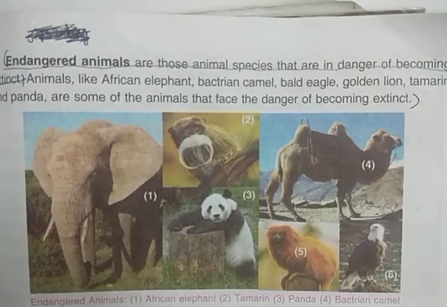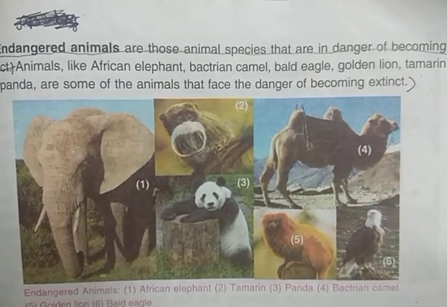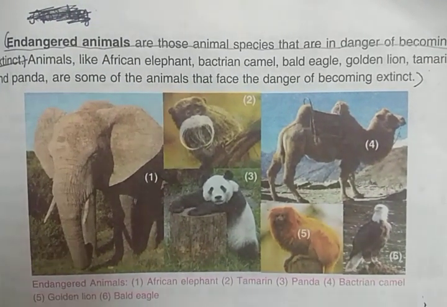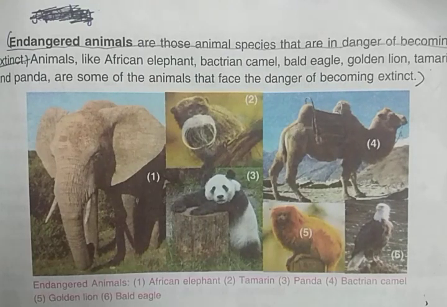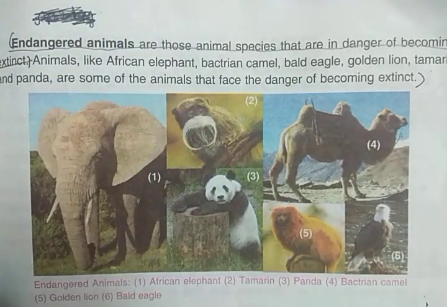Now, next is endangered animals. Now, what are endangered animals? Endangered animals are those animal species that are in danger of becoming extinct. That means they are present on this earth but very less in number. They are in danger of becoming extinct. You know what is the meaning of extinct? Extinct means no longer living. That means they are not present. But endangered animals are there on this earth but in very less number.